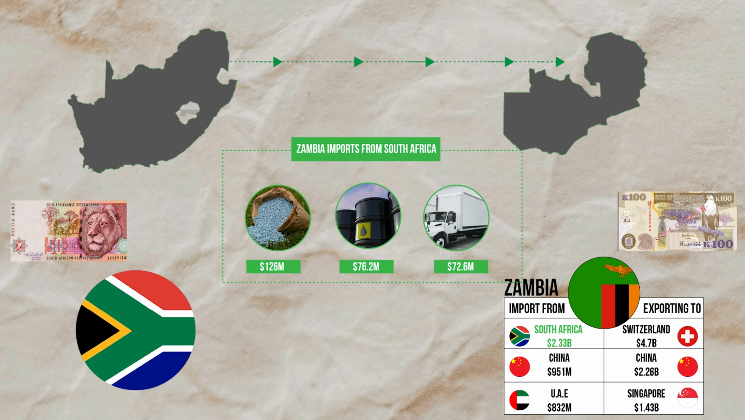Politically, the two countries have cooperated on regional issues, including peacekeeping and conflict resolution efforts in the Southern African Development Community region. South Africa exported $2.33 billion to Zambia. The main products that South Africa exported to Zambia are nitrogenous fertilizers for $126 million, refined petroleum for $76.2 million, and delivery trucks for $72.6 million. Again, I will quickly go through the other trade relationships.